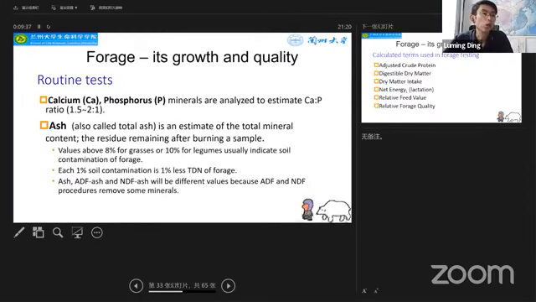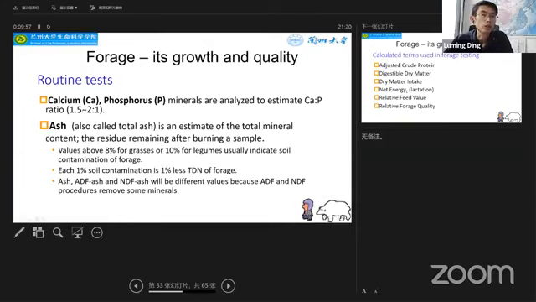The minerals calcium and phosphorus are also commonly analyzed in forage to estimate the ratio of calcium to phosphorus. So generally, this ratio is good for feed or forage.